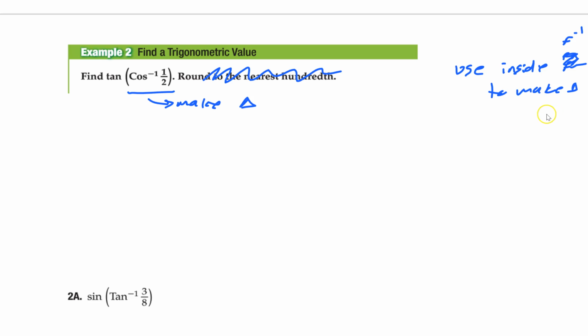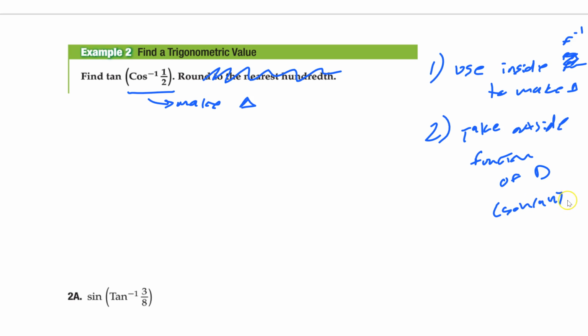So we use the inside to make a triangle. And then we're going to take the outside. What I mean by that is, whatever tan, sine, or cosine, we're going to take the outside function of the triangle. That's generally going to be SOHCAHTOA, but that's all we're going to do. The general idea, guys, is make a triangle with the inside and take the outside function of it.